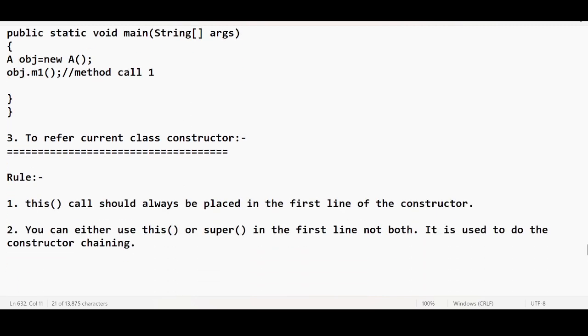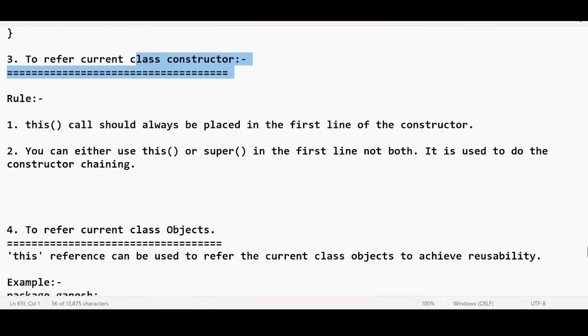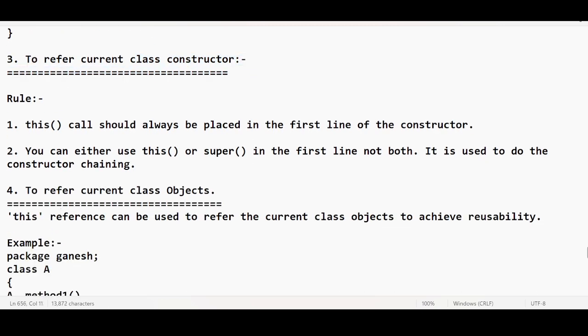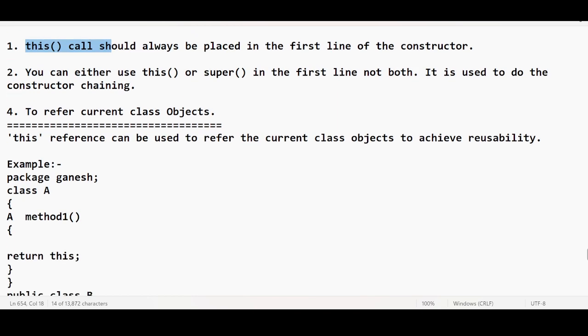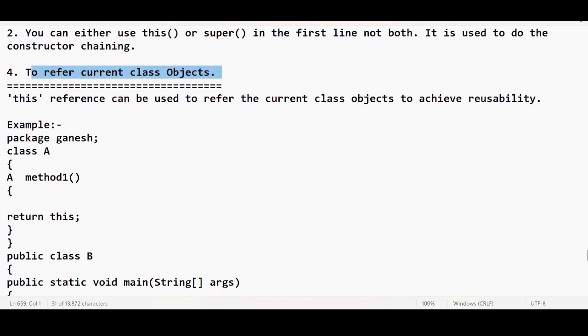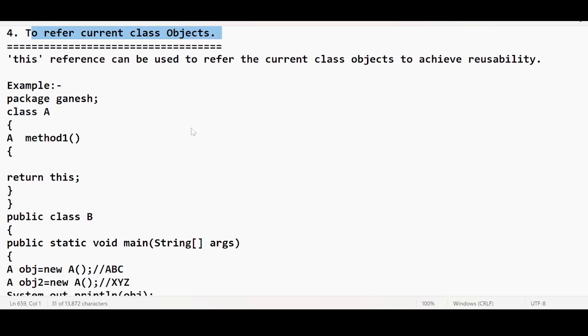To refer to the current class constructor, we know this topic already. We have discussed this in the concept of Java constructors. The first line of a constructor should always be what? The this or super keyword. So we can use the this keyword or the super keyword to do constructor chaining. These are the rules. Then there is referring to the current class object for reusability. I hope you have revised this.